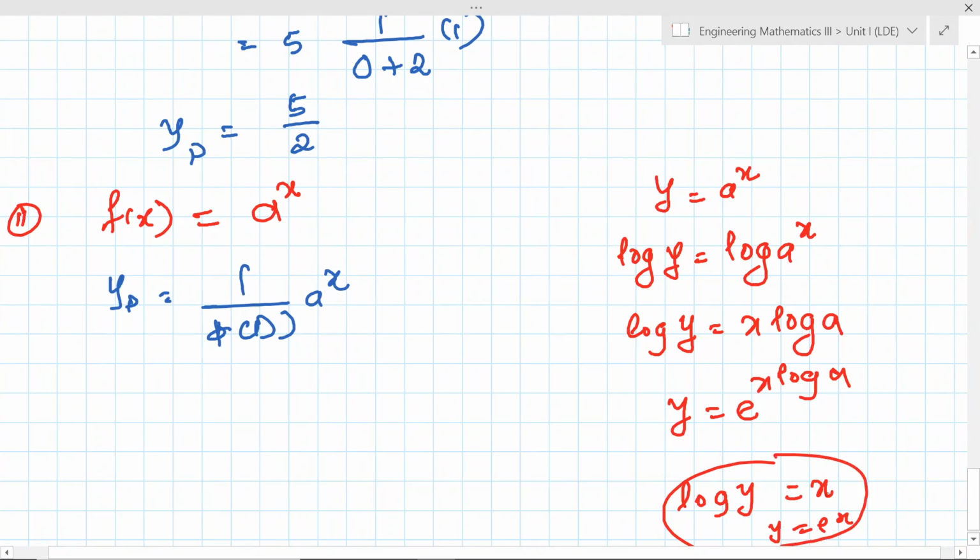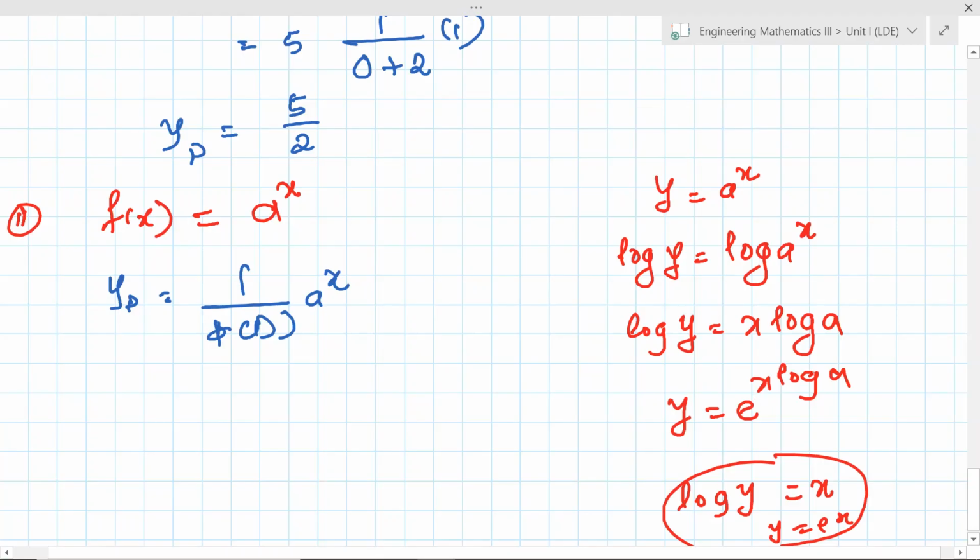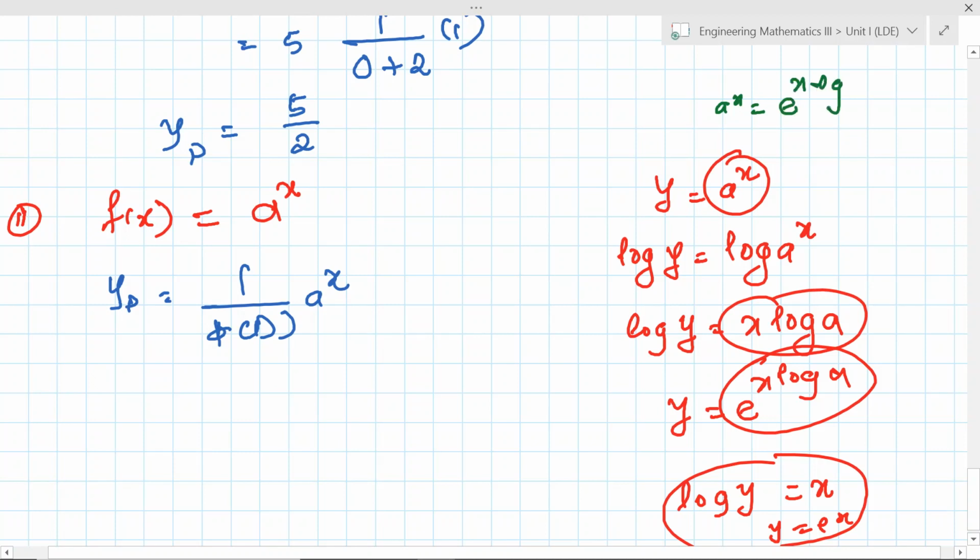Okay, so if log y is equal to x, then y is equal to e raised to x. So this whole thing goes into the power of e. This whole thing, x log a, goes into the power of e. So y is equal to, we have taken a raised to x, we get y is equal to e raised to x log a. So definitely a raised to x is e raised to x into log a. Okay, and we want the term in the power of e.